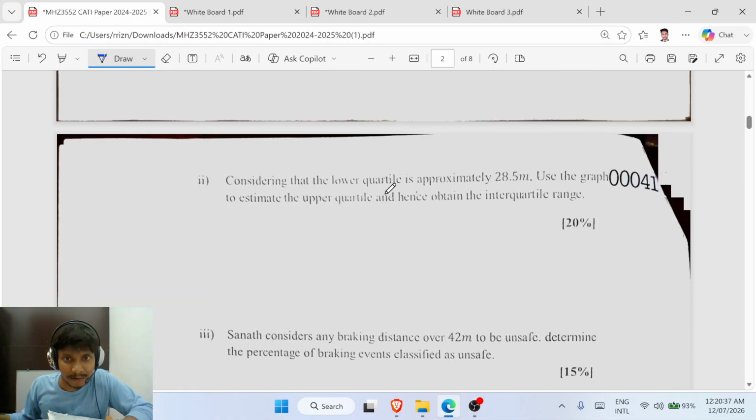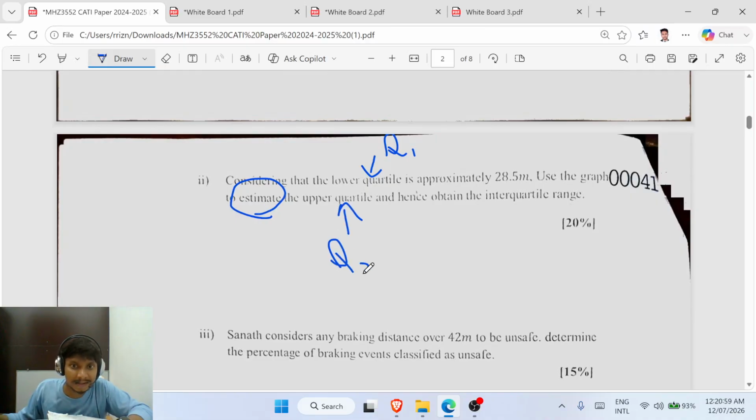Considering that the lower quartile Q1 is approximately 28.5 meter. Okay, now we have written that in the data. Use the graph to estimate the upper quartile, Q3, and hence obtain the interquartile range. We already discussed what the upper quartile is.